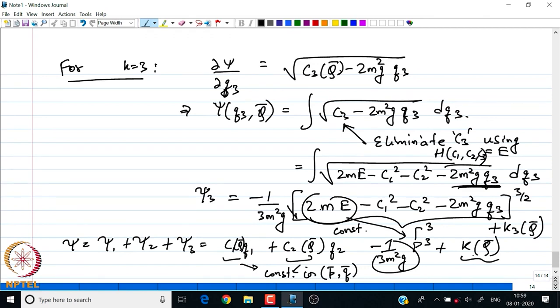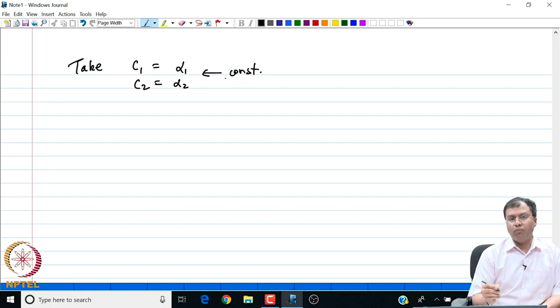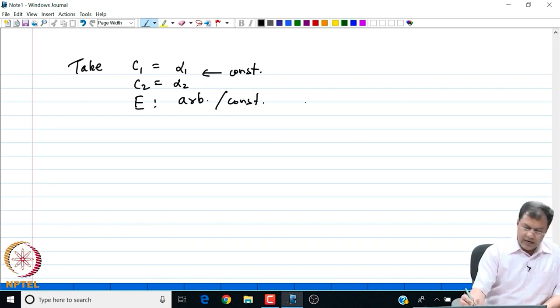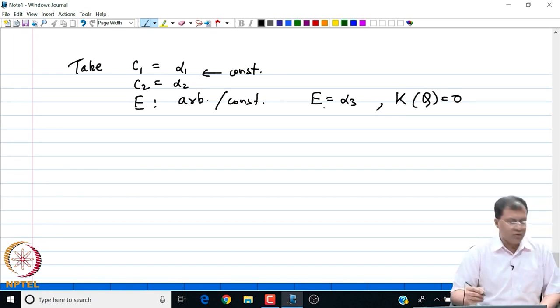As I said previously, in an n dimensional problem, we try to keep n constants. So, we take k such that k is already absorbed in the third constant 2me. So, we only have a 3 constant problem, right. What we have done is, we take our C1 to be alpha 1 and C2 to be alpha 2, these are my constants in my original reference frame, in small letter reference frame, and my E, this quantity is arbitrary and constant, so I take my E to be alpha 3 and I take my k of q to be 0, which means essentially I have absorbed one constant, right.